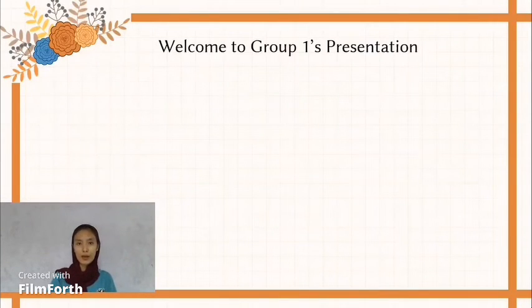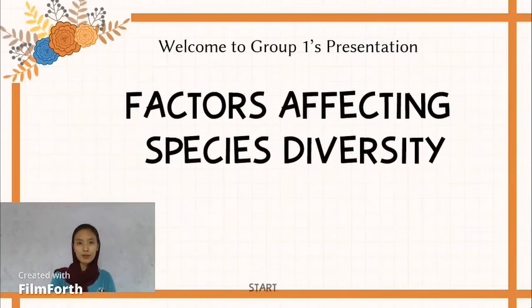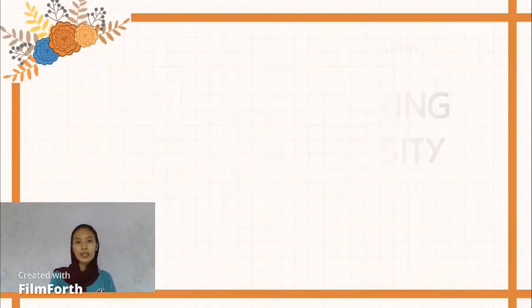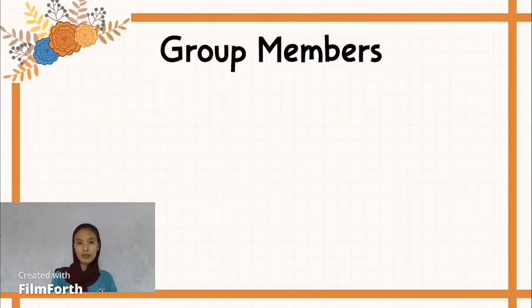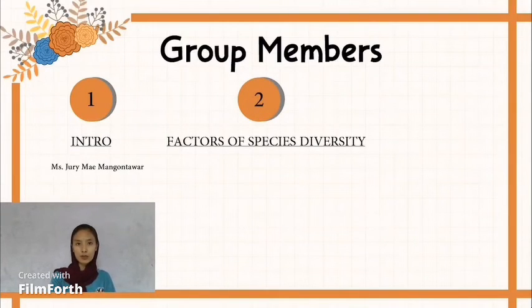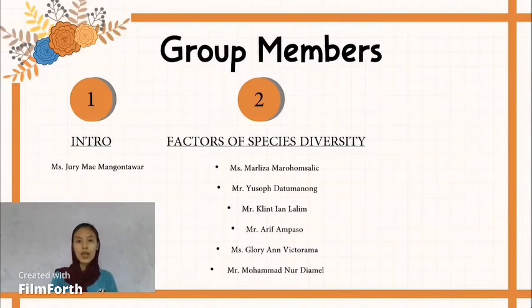I am Jury May Samporna Manguntawar, and I will be the first reporter for our chosen topic, which is the factors affecting species diversity. To formally start our reporting, let me introduce the 8 members of Group 1. Yours truly will be the introduction, and for further discussions about the factors of species diversities, we have Ms. Marliza Marunong Salik, Mr. Yusuf Datumanong, Mr. Clint Ayan Lalim, Mr. Arif Ampaso, Ms. Glory Ann Victorama, and Mr. Muhammad Noor Jamil. And for the summary, we have Ms. Nyaranmi Bukar. So let's dig in.